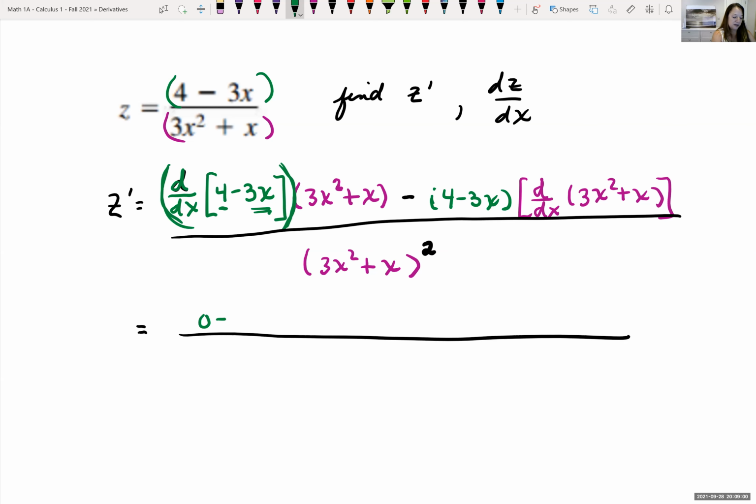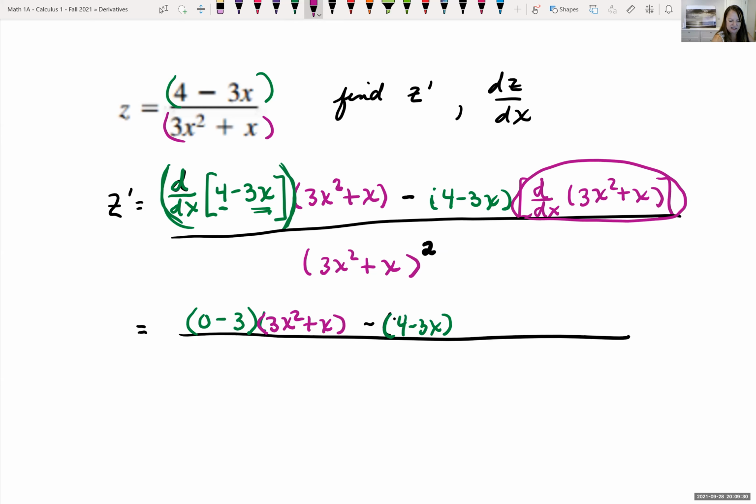Well, the derivative of 3x is 3, so minus 3. So that's in parentheses, times the whole denominator. So I'm just going to rewrite it, 3x squared plus x, minus my numerator, or minus 3x, all times the derivative of the denominator.